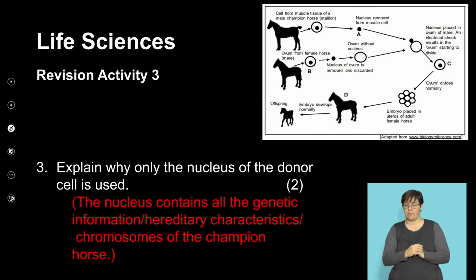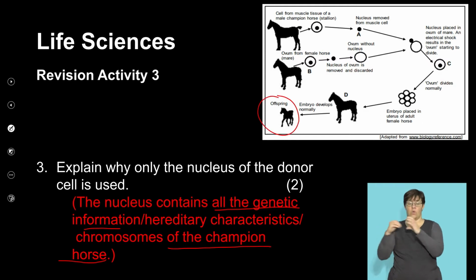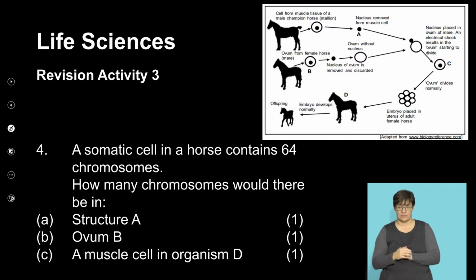So we say that the nucleus contains the genetic information, or the hereditary characteristics, in the chromosomes of the champion horse, which we then pass on to the clone when we insert that into the nucleus, into the egg cell donor. Okay, very quickly let's go through the next question.